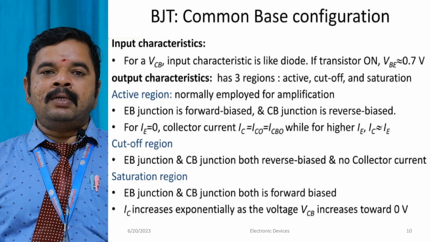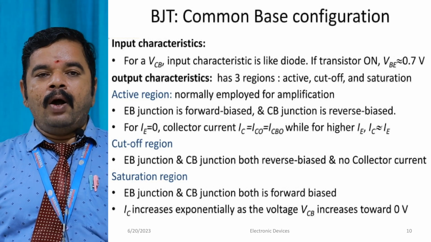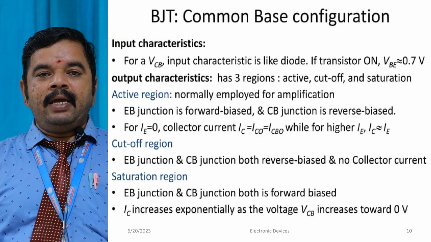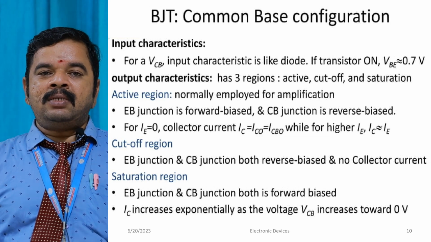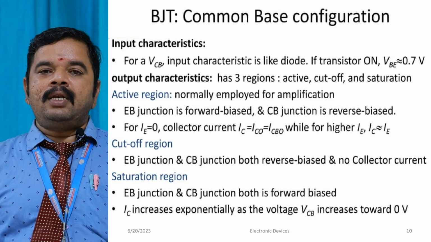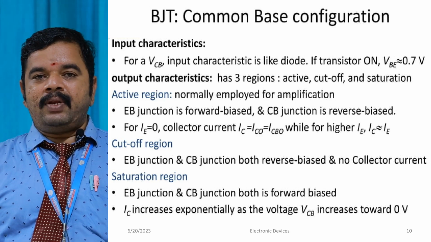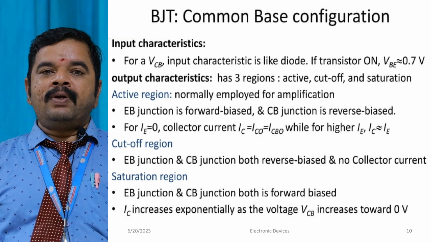Then the second one is the linear region. What does linear region mean? In the linear region, the emitter base junction at the input side is forward biased, and the collector base junction at the output side is reverse biased. That is the active region. And the third region is the saturation region.